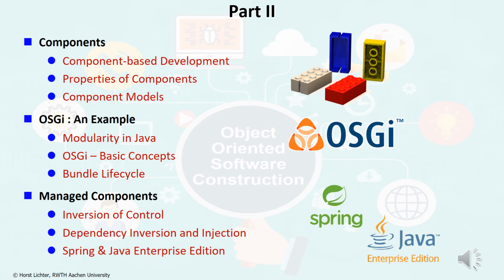Finally, we are talking about managed components. These are components whose life cycle is not controlled by the programmer. We explain important mechanisms such as inversion of control, dependency inversion, and injection. We use Spring and JEE as examples.